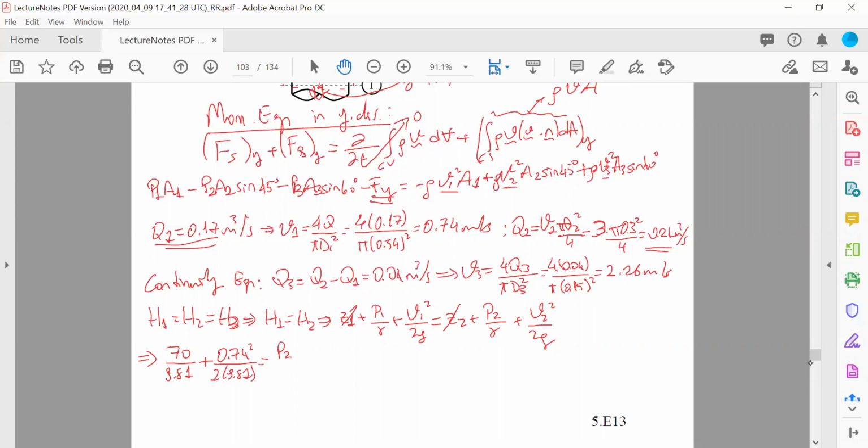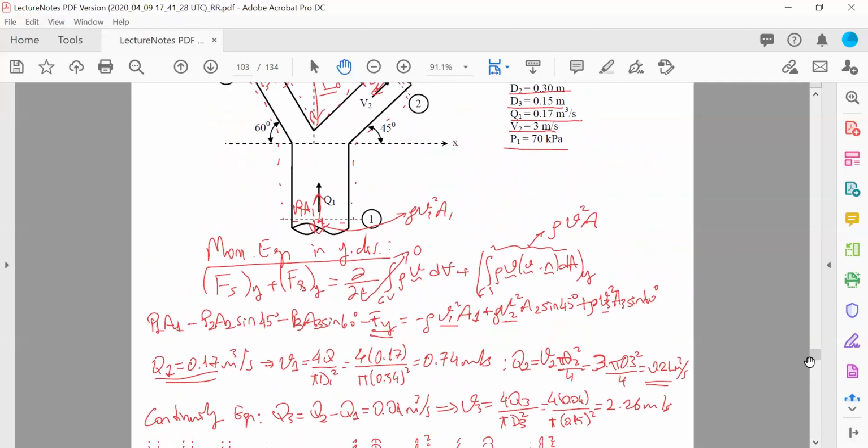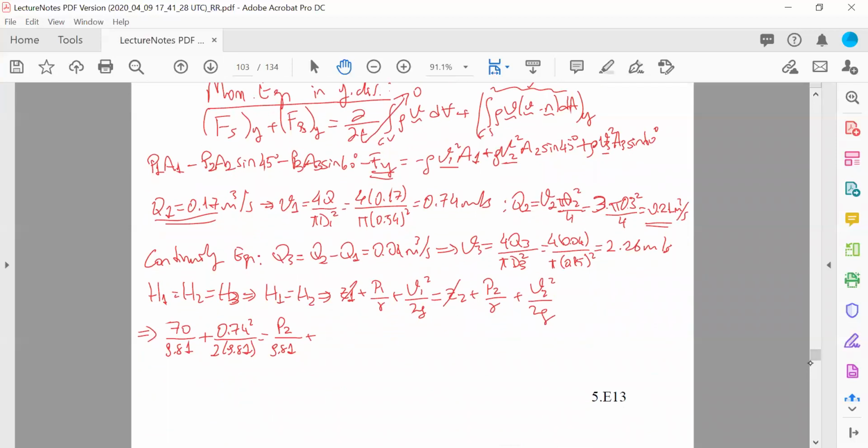P2 is unknown. And V2 was 3. From here, P2 is obtained as 65.77 kilopascal.